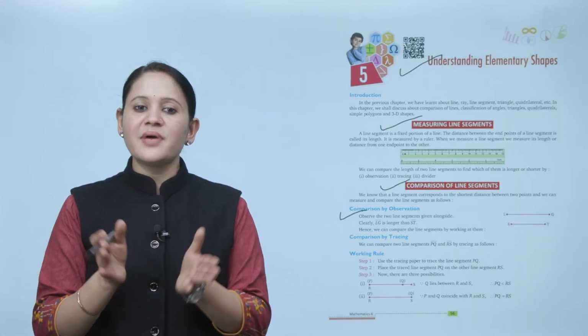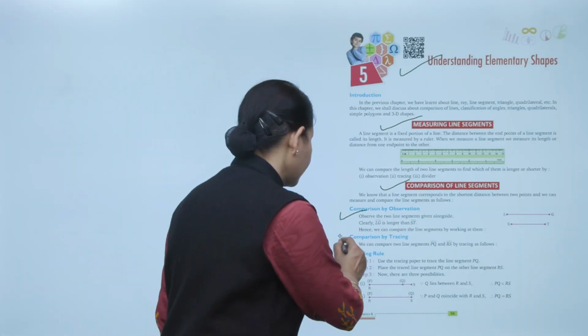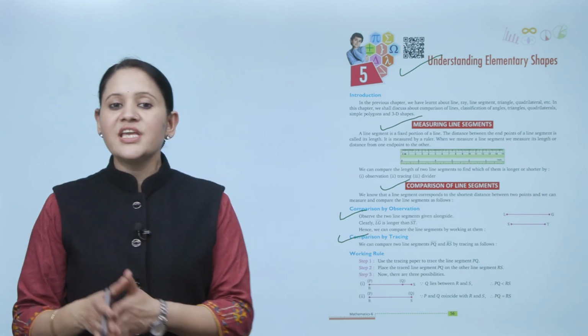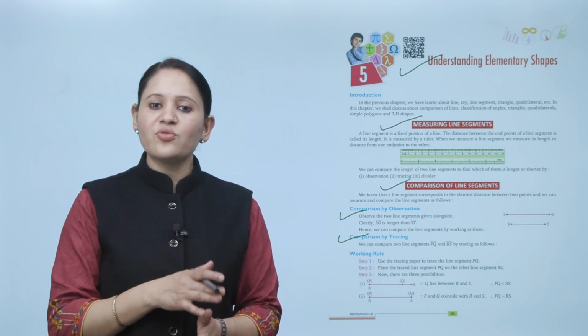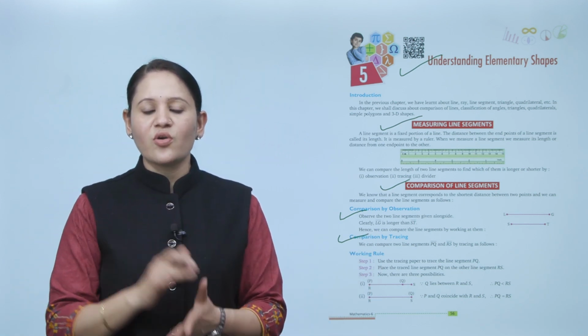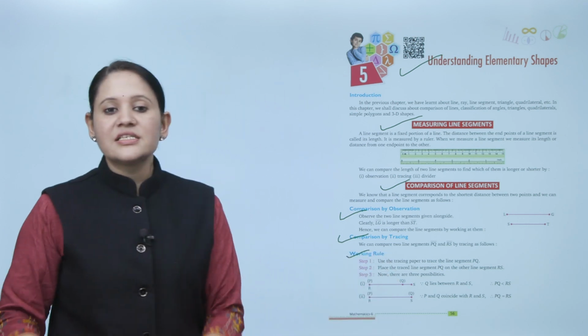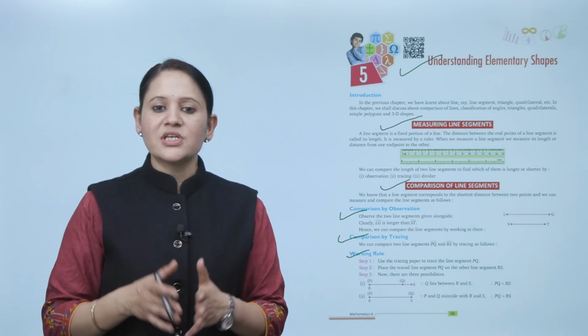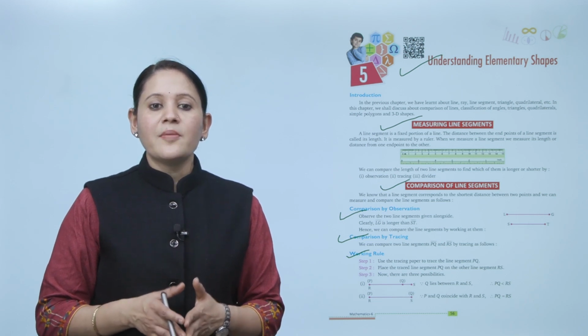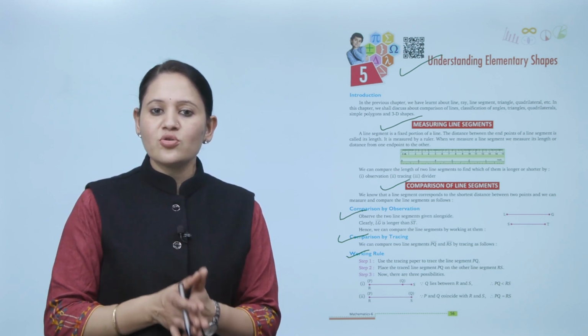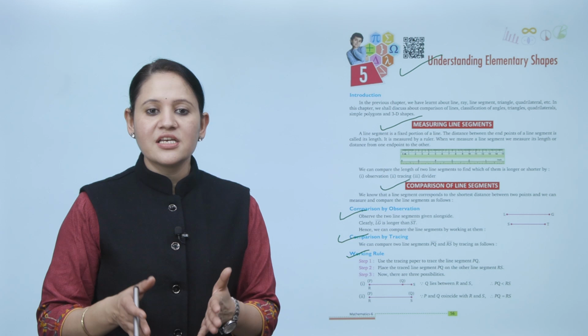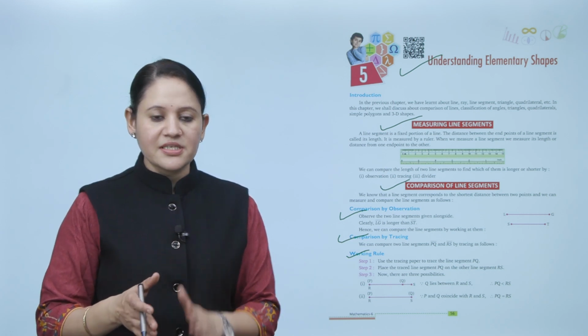Next is comparison by tracing. We can compare two line segments PQ and RS by tracing as follows. Working rules. Step 1. Use the tracing paper to trace the line segment PQ. Place the traced line segment PQ on the other segment RS. Now, there are three possibilities.